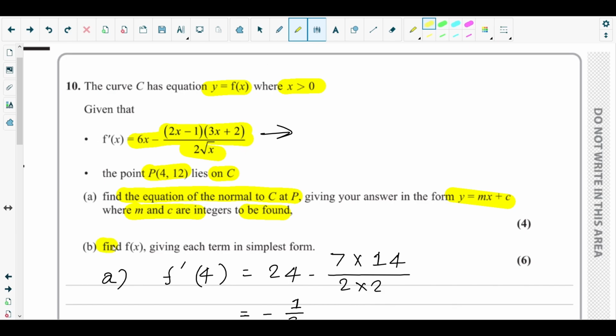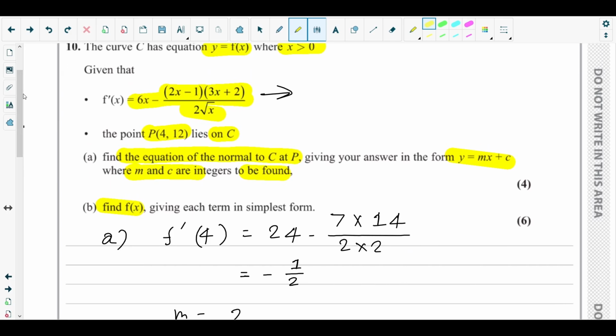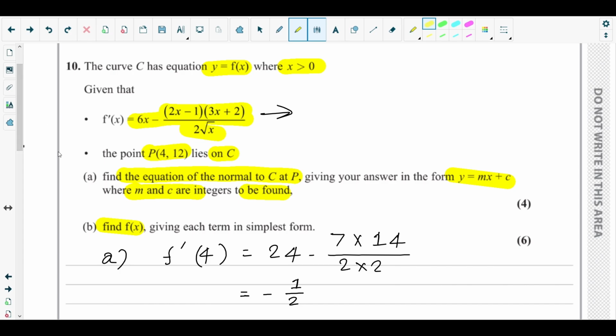Find f of x giving each term in simplest form. Okay, that means we need to find out what? f of x. Fine. So for finding f of x, what can we do? Look, we have the gradient function, that is f dash x, right? So f dash x, the gradient function, has been found by differentiating the original function, that is f of x.